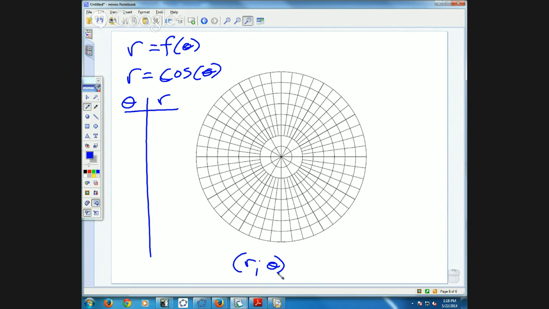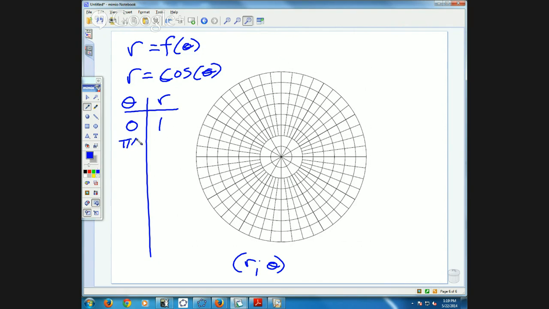All right, so we get to practice this again here. If theta equals 0, what is r? What's cosine of 0? 1. Don't start plotting points yet. We're just going to calculate table values, and then we'll figure out how to plot them.